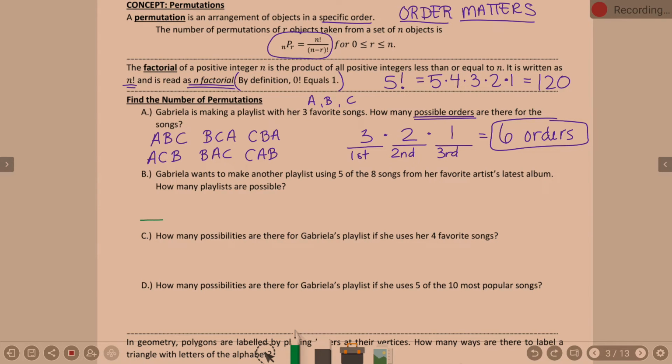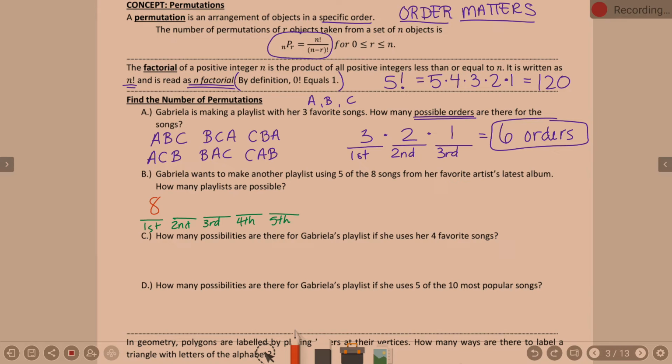How many songs is she picking? 5. So how many blanks do I need? 5. So first song, second song, third song, fourth song, and fifth song, because she's picking 5 total songs. How many choices to go in the position of first song? 8, because she is picking from 8 songs, yes?